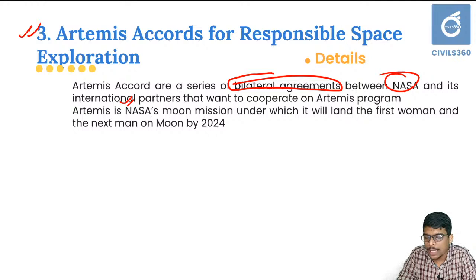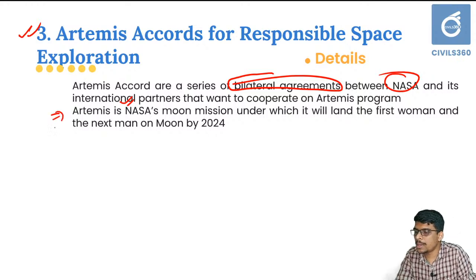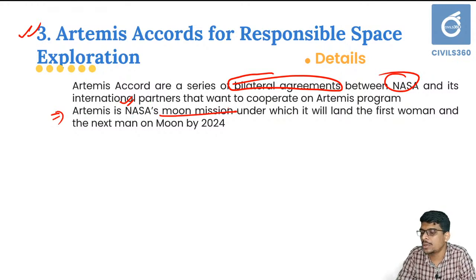It provides for the Artemis program or moon mission, under which it will land the first woman and the next man on the moon. Okay, Artemis Accords is nothing but a bilateral agreement between NASA and our international partners for responsible exploration under the Artemis program. And the Artemis program itself aims to put the first woman and the next man on the moon by 2024. Okay, that is the basic idea of Artemis Accords for responsible space exploration.